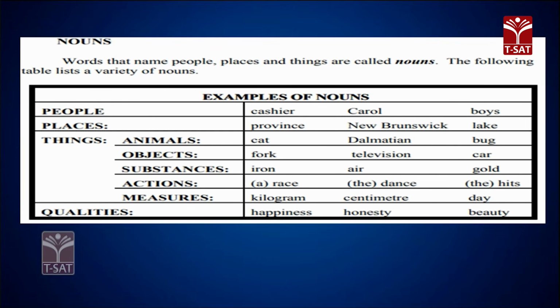Now let us sum up these nouns. Nouns are the very basic part of speech in English grammar. A noun generally tells us the names of people, places and things. We have given several examples here: people, places and things. In things you should remember animals, objects, substances, actions, measures and qualities also fall under it. Nouns can be found anywhere in a sentence. This we have already discussed. Most sentences will have multiple nouns, right? This is also something we have discussed.